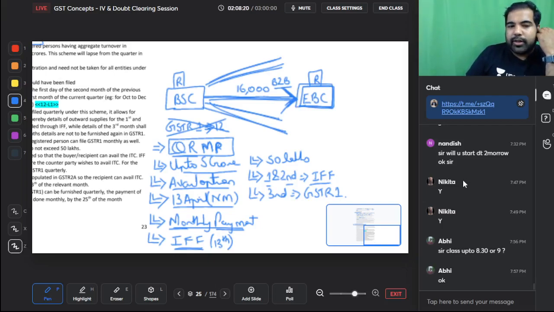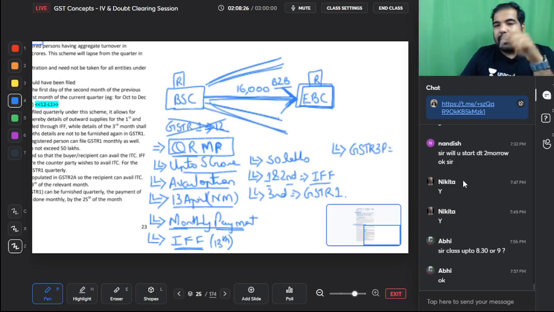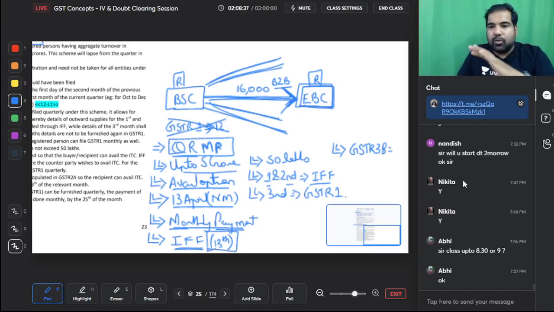Here in quarterly return monthly payment, when you file your GSTR 3B, that can be filed by 22nd and 24th. So both places you get extra days. IFF can be filed by 13th, not 11th. And GSTR 3B can be filed by 22nd in some states and 24th in some states. You don't have to memorise the states.